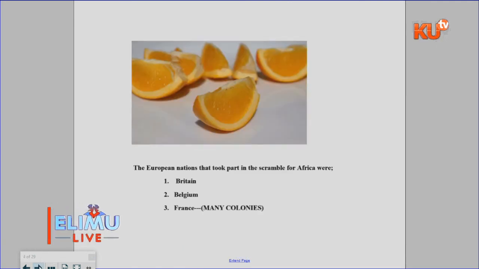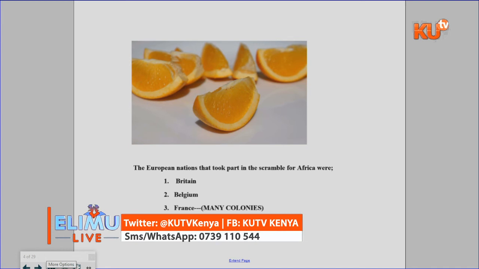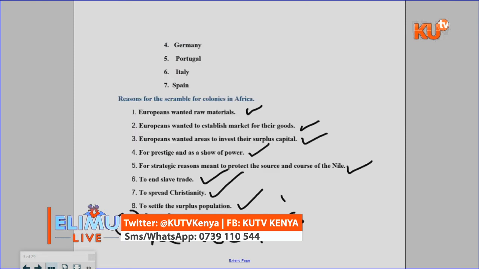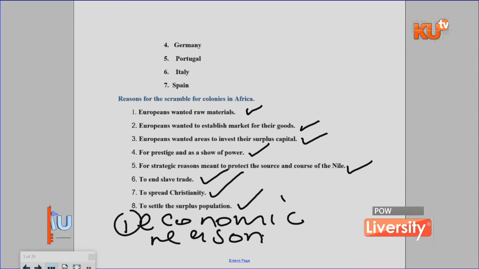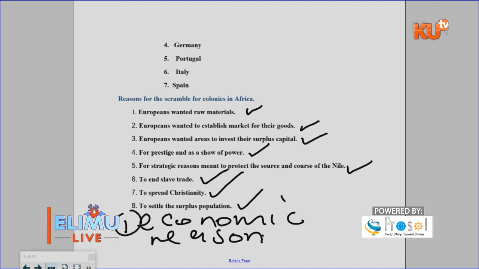Then I also talked about how most of the European nations had colonies in Africa, but some never had colonies. Scotland never had colonies. Brazil and the USA never had colonies either. So you must be very keen here that Britain, Belgium, France, Italy, Germany, Portugal, and Spain are the only European countries that had colonies in Africa. Which one occupied the largest portion of Africa? It is France. Which one had the fewest? It is Belgium, which colonized only DRC Congo, given to King Leopold II of Belgium.